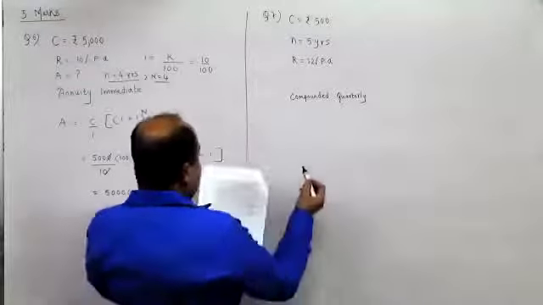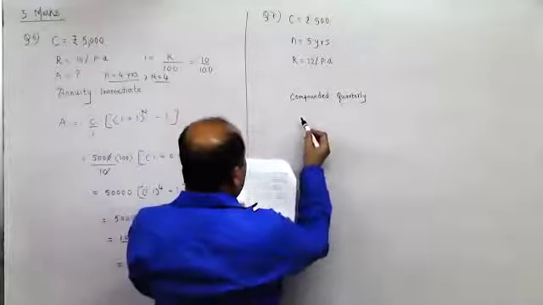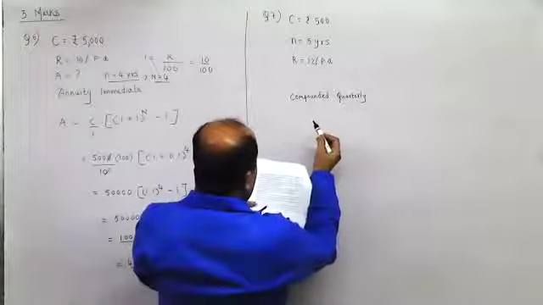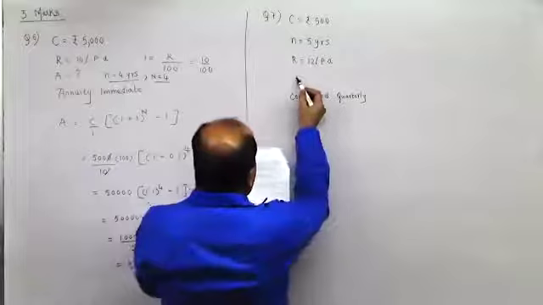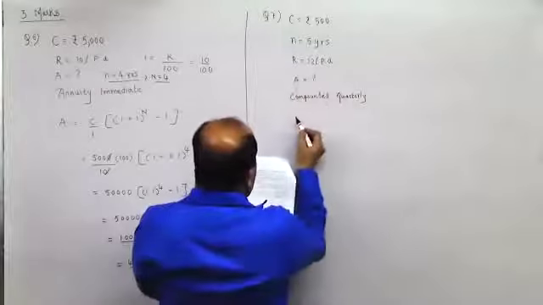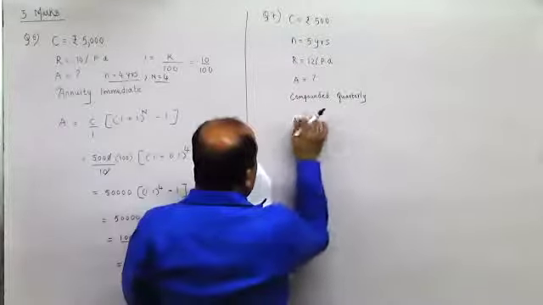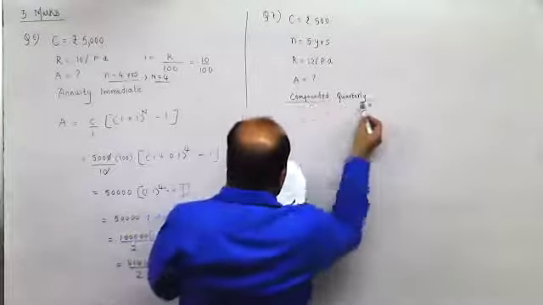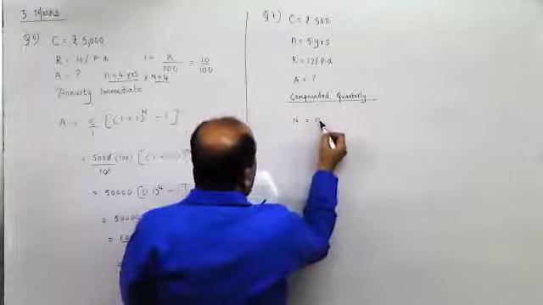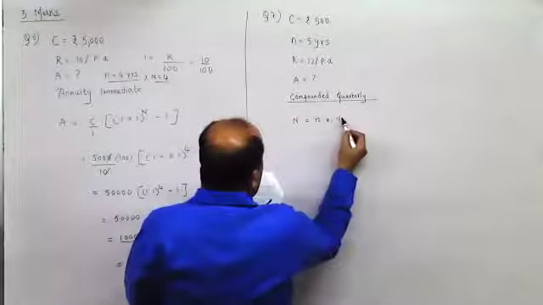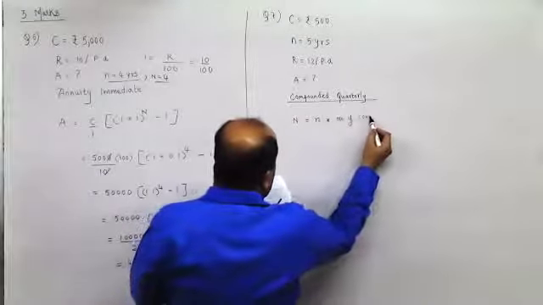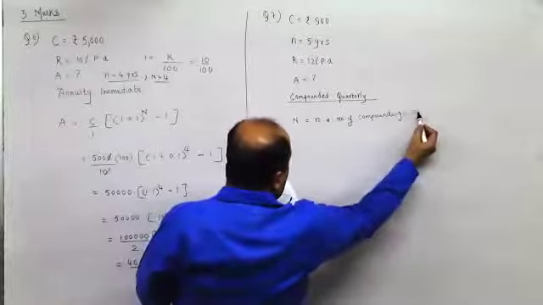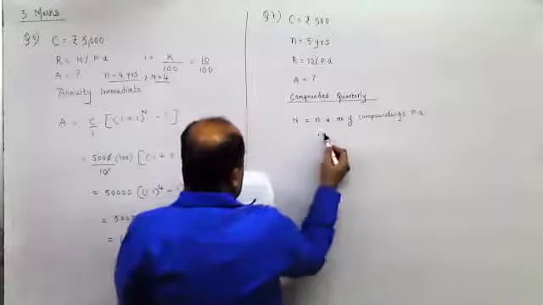Now, what is the amount of ordinary annuity? So A has been asked. Here it is compounded quarterly. So N would be number of years into number of compoundings per annum. Quarterly means it is getting compounded 4 times a year. So therefore, 5 into 4, it is 20.